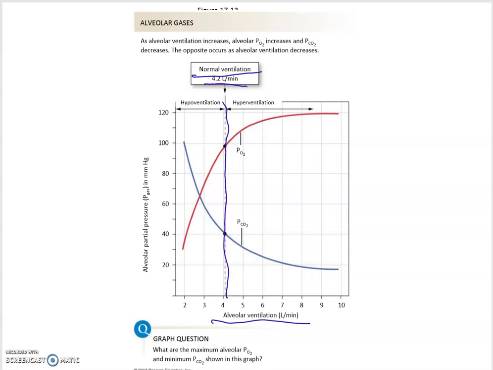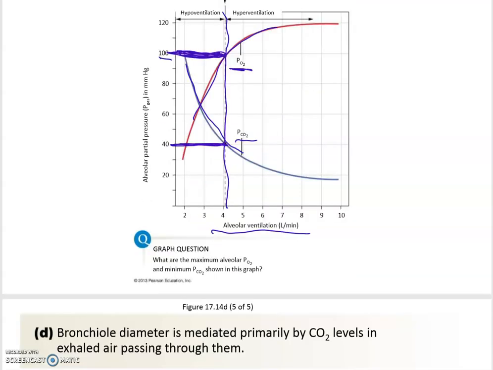You can see that the partial pressure of oxygen increases as it should, and the partial pressure of CO2 decreases as it should. With a normal alveolar ventilation, we should have a partial pressure of CO2 in the alveoli of about 40 millimeters of mercury, and a partial pressure of oxygen of about 100 millimeters of mercury, and those numbers will be important for the second section of this lecture. So 40 millimeters of mercury for partial pressure of CO2, and 100 millimeters of mercury for partial pressure of oxygen. That is at a normal alveolar ventilation rate.